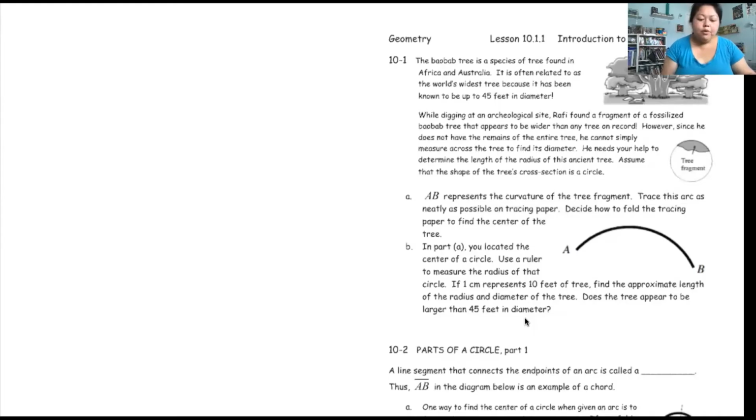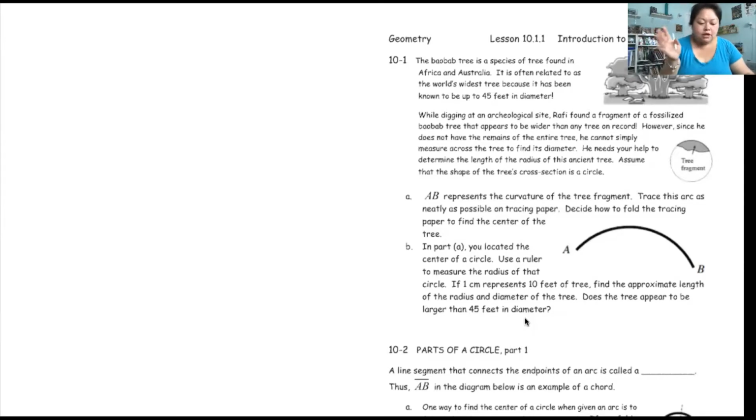Okay, we're on lesson 10.1.1, Introduction to Chords. For chapter 10, we're spending a bit of time on circles and a lot of the different details of circles, little parts of them, and how to find the important information that we need based on these little parts of it.